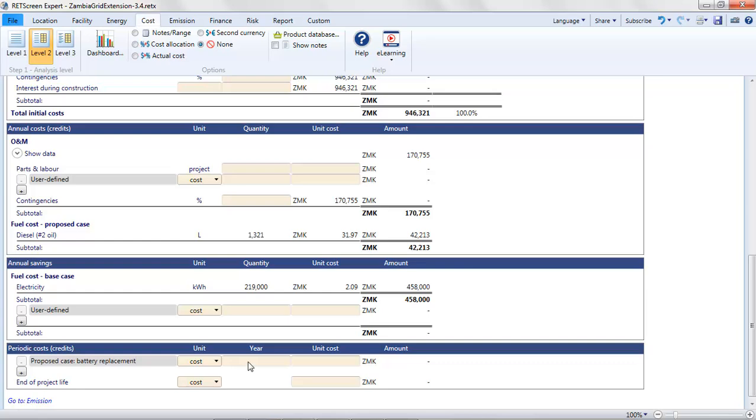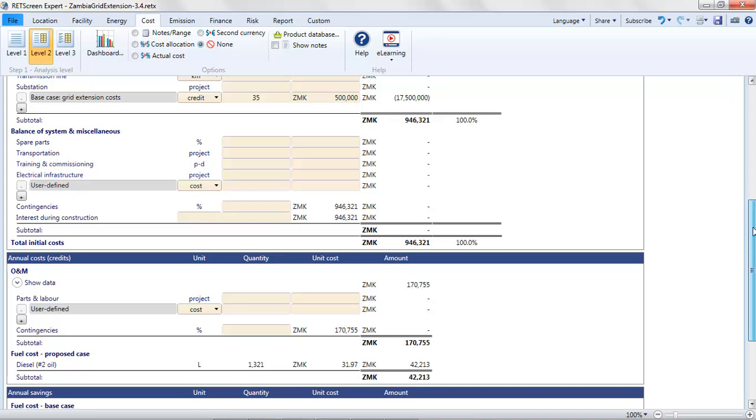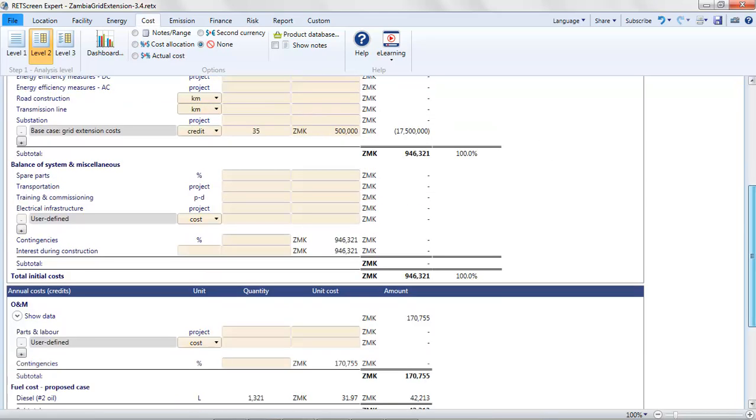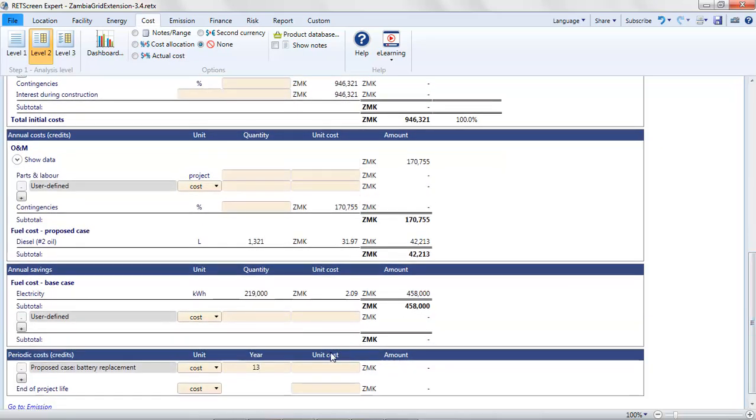So I'm going to assume after 13 years there's going to be a cost for this, and it should be 40% of the battery cost. So the battery is currently around 10 million kwacha, so I'm going to say around 4 million kwacha here. Now that's the cost of battery replacement in today's money, today's kwacha. Red Screen's going to inflate this cost by the inflation rate we specify.